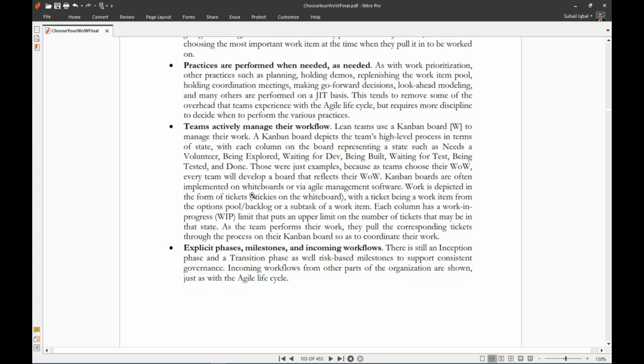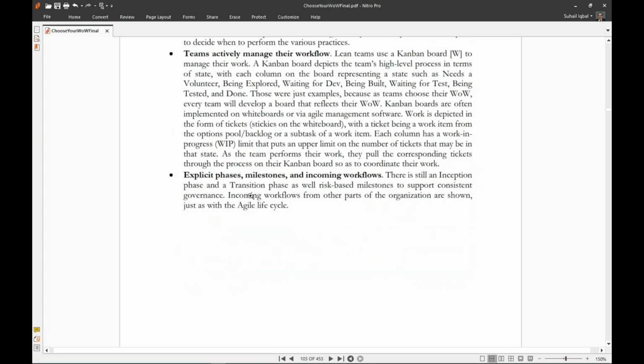Teams actively manage their workflow. Lean teams use a Kanban board to manage their work. A Kanban board depicts the team's high-level process in terms of state, with each column on the board representing a state such as needs a volunteer, being explored, waiting for dev, being built, waiting for test, being tested and done. Those were just examples, because as teams choose their WoW, every team will develop a board that reflects their WoW.